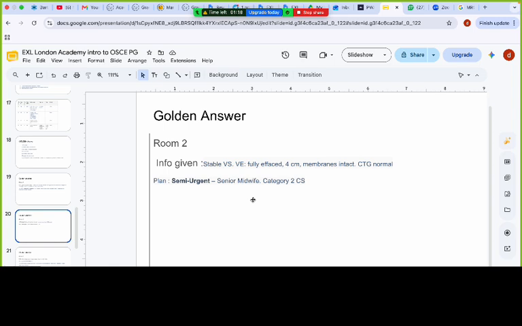Coming to the third patient. The third patient was a para not, 41-weeker. This is your second emergency.